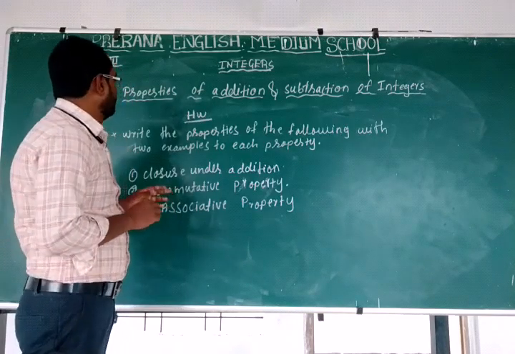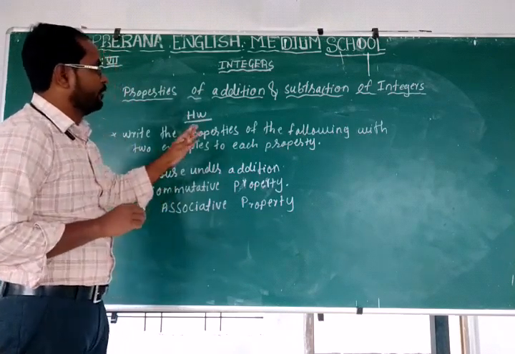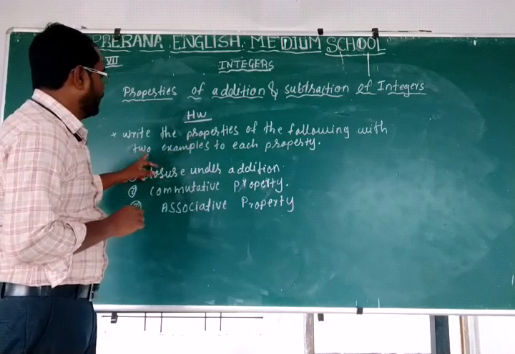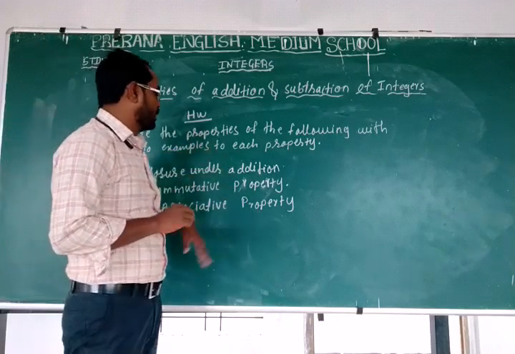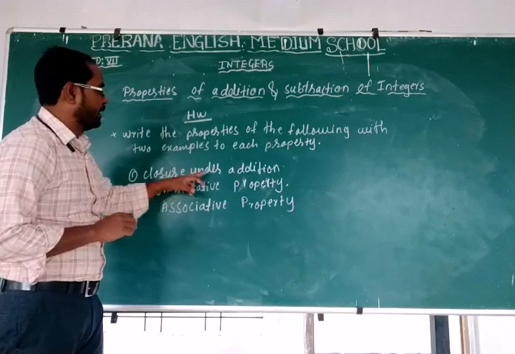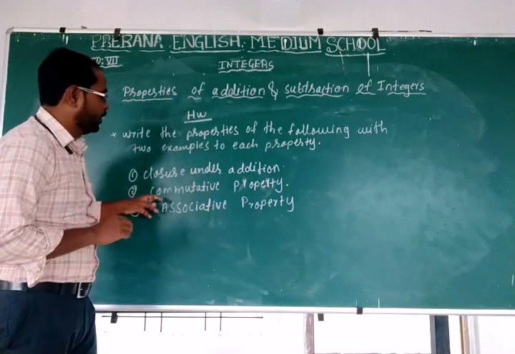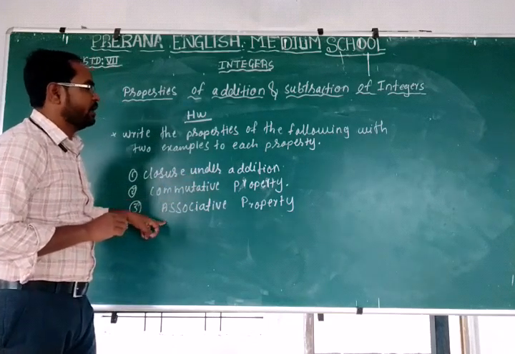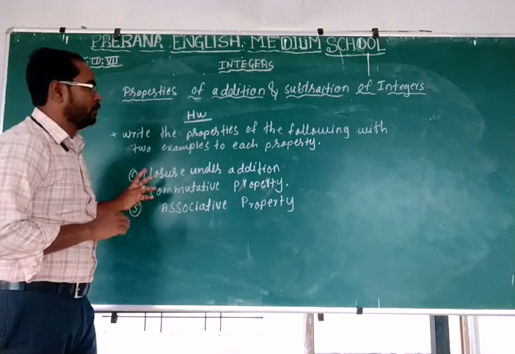Note the homework. Write the properties of the following with 2 examples for each property. First one is closure under addition. Second one is the commutative property. Third one is the associative property. Note down this homework.